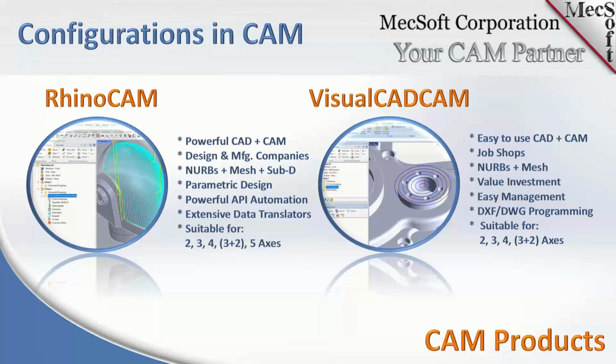If you are going to be using 5-axis continuous, the only product we will sell you is Rhino plus RhinoCAM. VisualCADCAM, on the other hand, is suitable for 2-axis all the way up to 3 plus 2 axes, and DXF, DWG programming. It's easy to manage because you're dealing with only one product. Licensing and all of that is pretty easy to do, and of course, it's a lot cheaper than RhinoCAM. So the value investment that you get with it is pretty good.